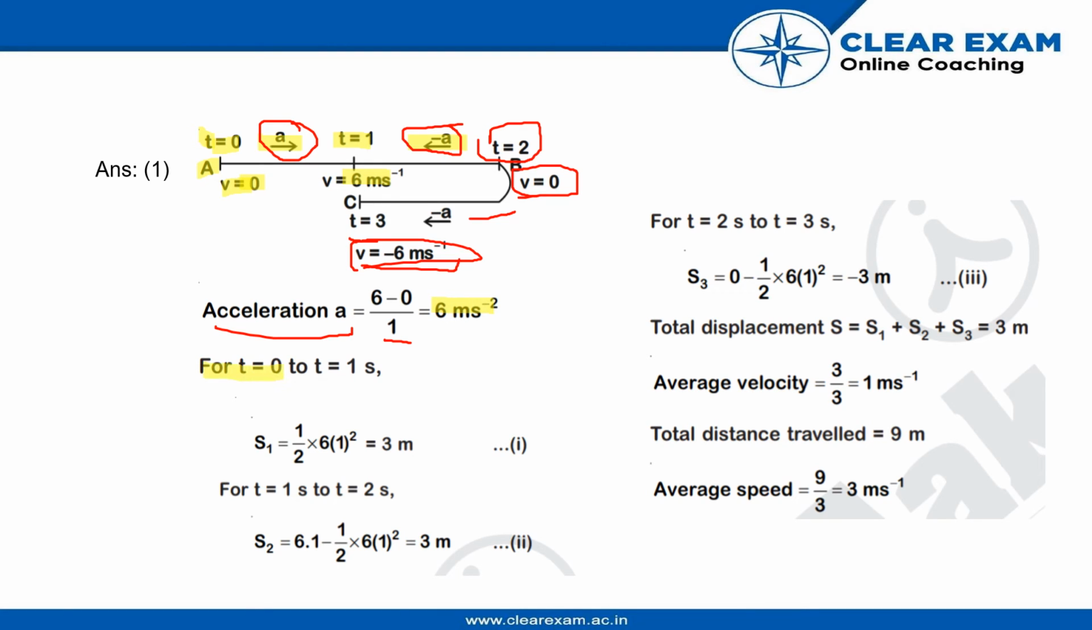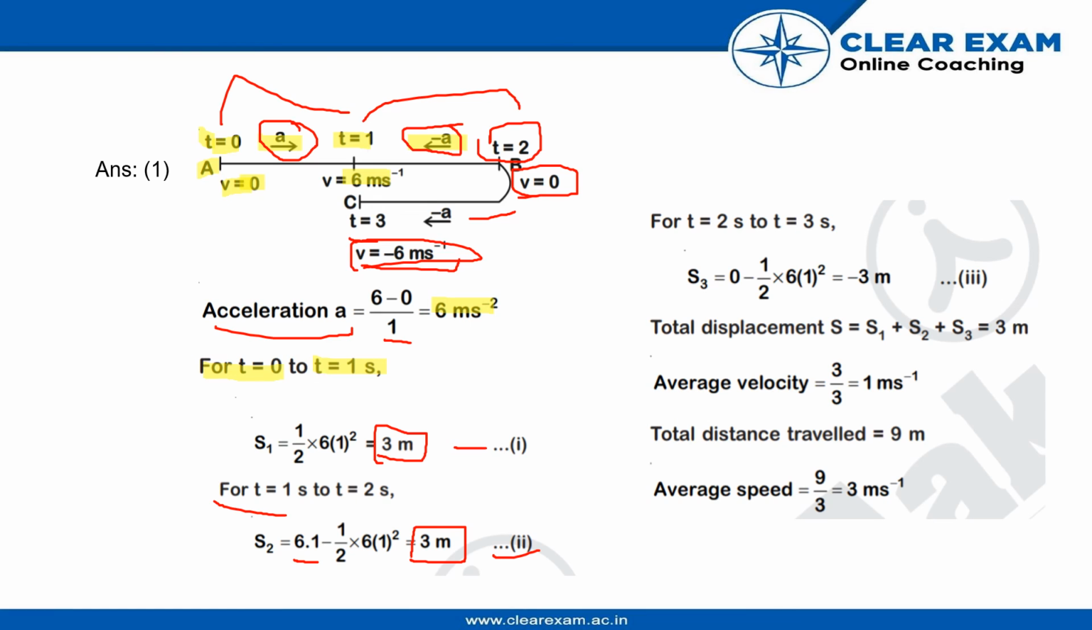For t equal to 0 to t equal to 1, the first part, s1 is equal to 1 by 2 multiplied by 6 multiplied by 1 squared, which is 3 meters. Let's take it as the first equation. From t equal to 1 to t equal to 2, s2 is equal to 6 multiplied by 1 minus 1 by 2 multiplied by 6 multiplied by 1 squared, which is also 3 meters. We'll take it as the second equation.